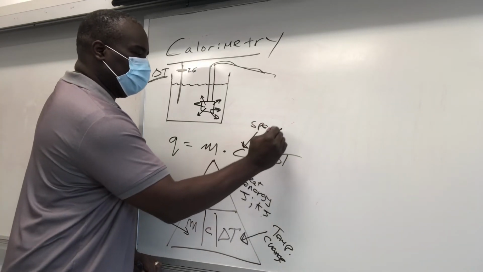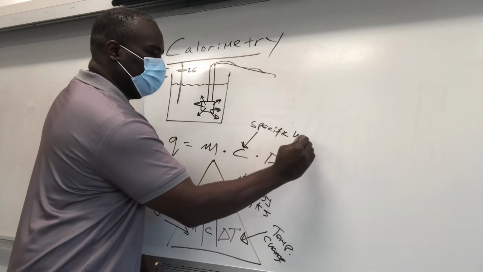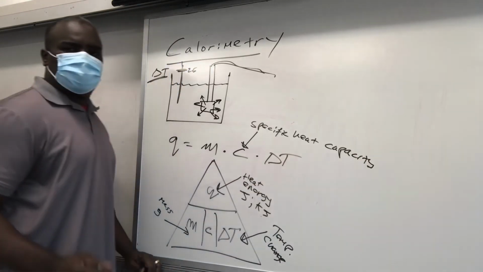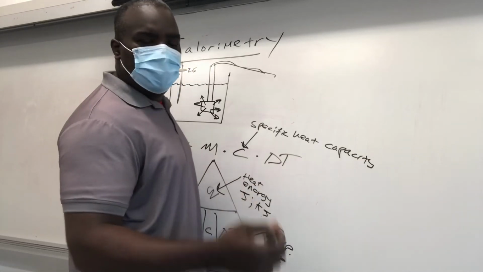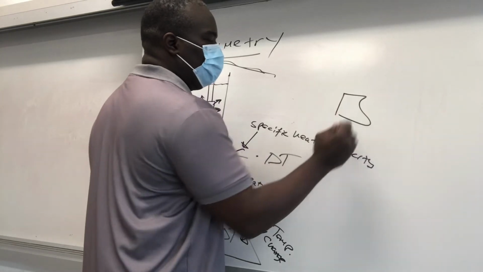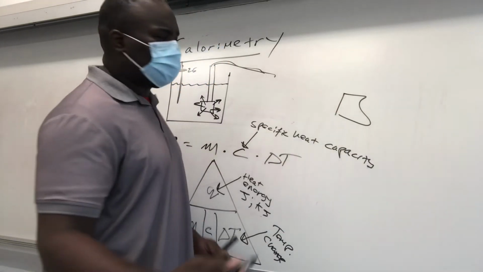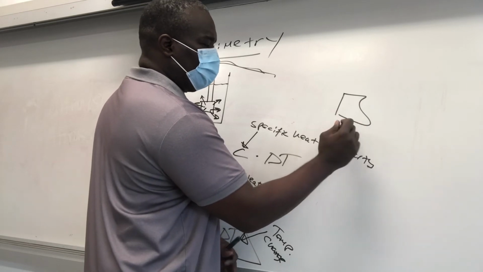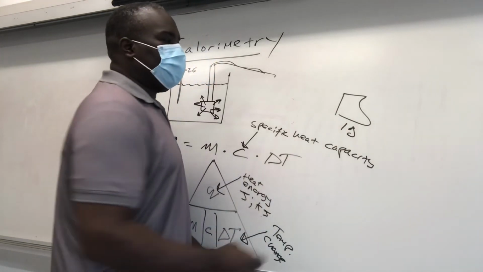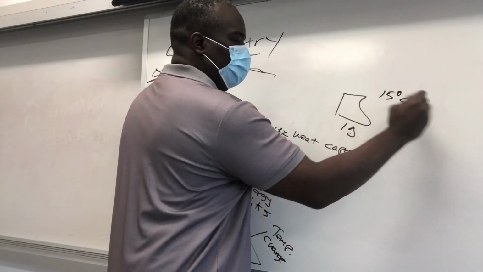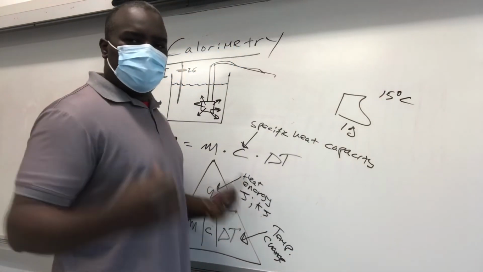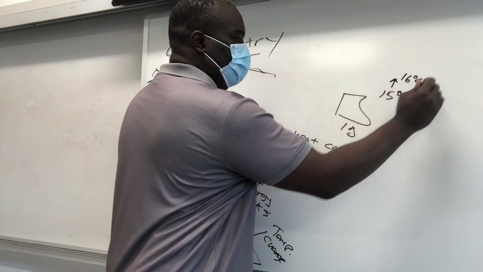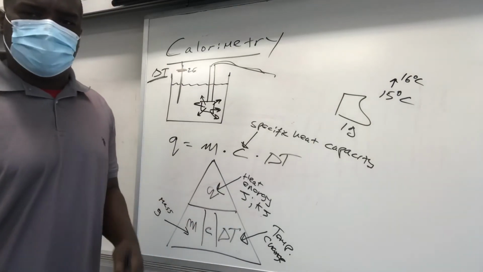Okay, and this guy C right here stands for specific heat capacity, okay? And it's simply the amount of heat energy needed to raise by 1 degree 1 unit of sample. So I'll keep it simple. Let's say we have a block right here, right? And this block is 1 gram, okay? And it's at 15 degrees. Let's make up a number. The energy needed, the Q needed to raise this from 15 degrees to 16 degrees C, that's called the specific heat capacity of that substance.